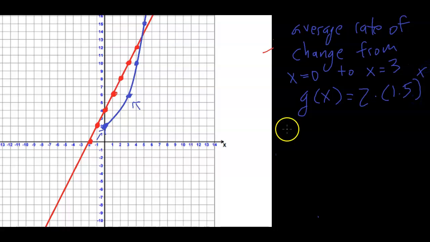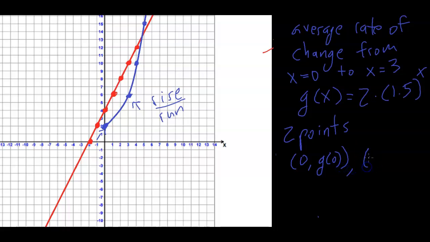We've done this before: we're going to have to find 2 points. Let me just write here to remind us that we're going to calculate the rise over run. One point is going to be 0, comma, g of 0. And the other point is going to be 3, comma, g of 3. The first point is going to be our x1, y1 point, and the second point is going to be our x2, y2 point.